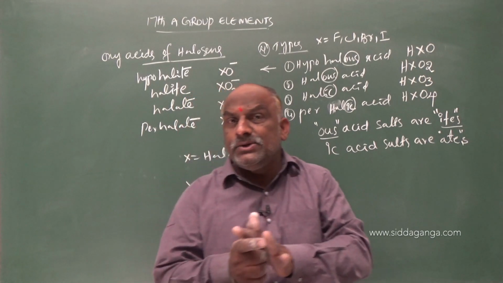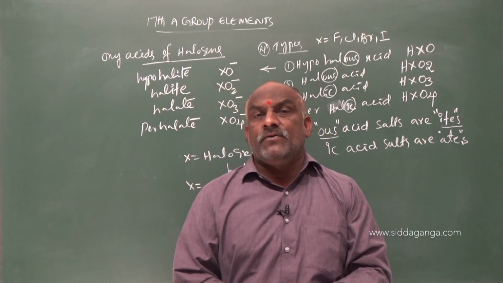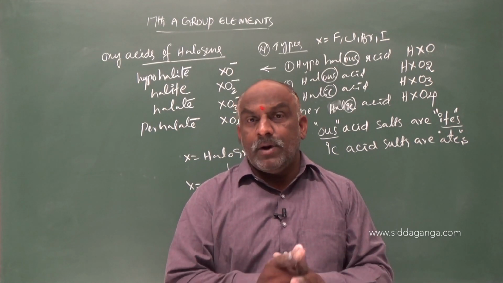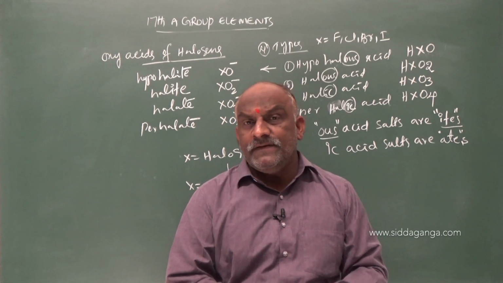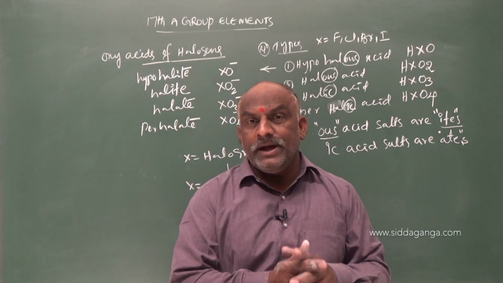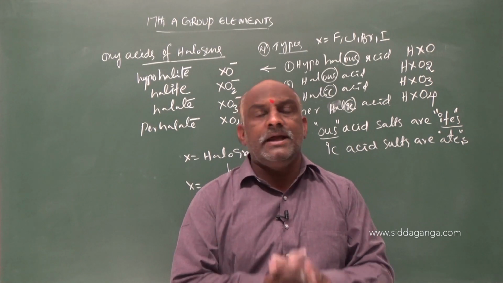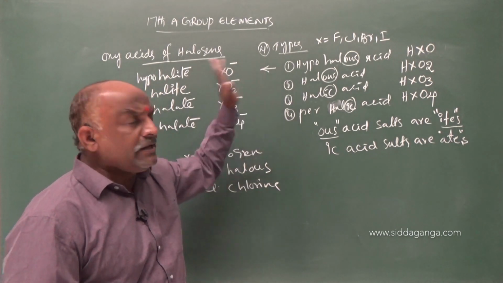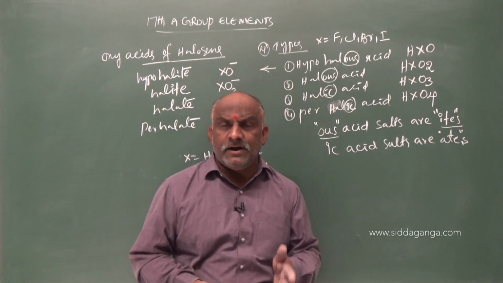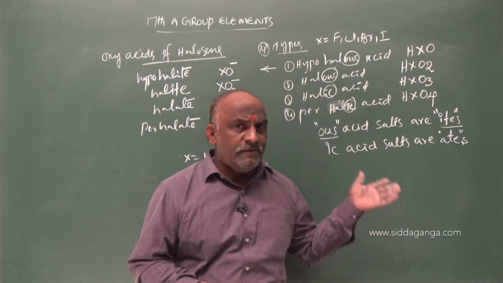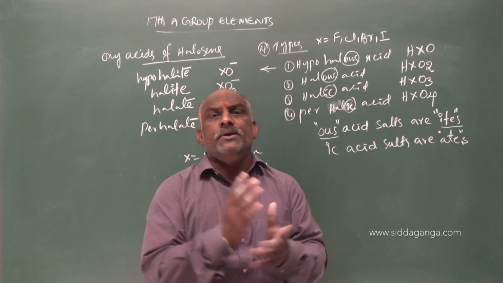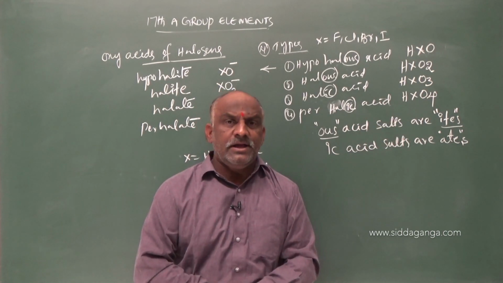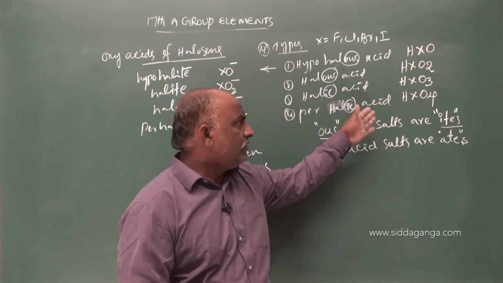Simple: remove the 'hal' and add the halogen name. If chlorine is there, chlorous, chloric, perchloric. If bromine is there, bromous, bromic, perbromic, like that. Clear? Remember, these are general basic fundamentals. Without these fundamentals, revising means only by rote. If you know this fundamental trick, then it is easy to understand this concept.